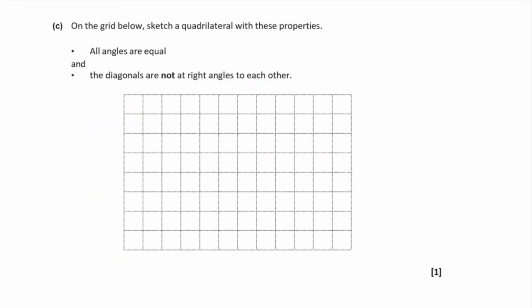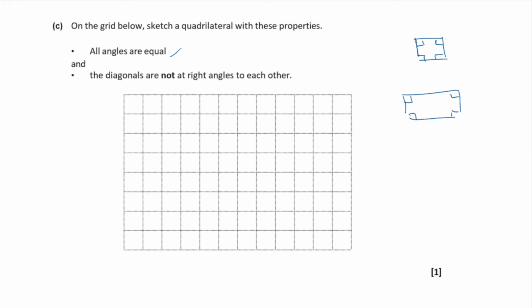Part C says, on the grid below, sketch a quadrilateral that has these properties. All the angles are equal, the diagonals are not at right angles to each other. Okay. So you've got two choices for all the angles of being equal for a quadrilateral, and that is a square where all the angles are 90 degrees and a rectangle where all the angles are 90 degrees. Okay, so it's either one of those two from that clue there, and the other one, the diagonals are not at right angles to each other.